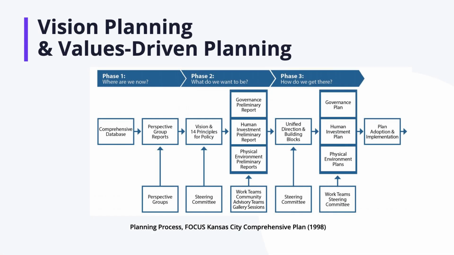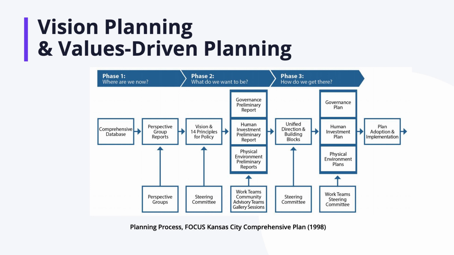I'm going to fast forward again through the next couple of decades to the emergence of vision and values-driven planning in the 1990s. This approach was developed largely as a reaction to the top-down rational planning process, the idea of the planner as an expert, and advocacy planning as promoted by Paul Davidoff was an important influence. So as an example of this, I'll point to the Focus Kansas City Comprehensive Plan, which won APA's Outstanding Planning Award for a plan in 1999 as a good example of this new approach.